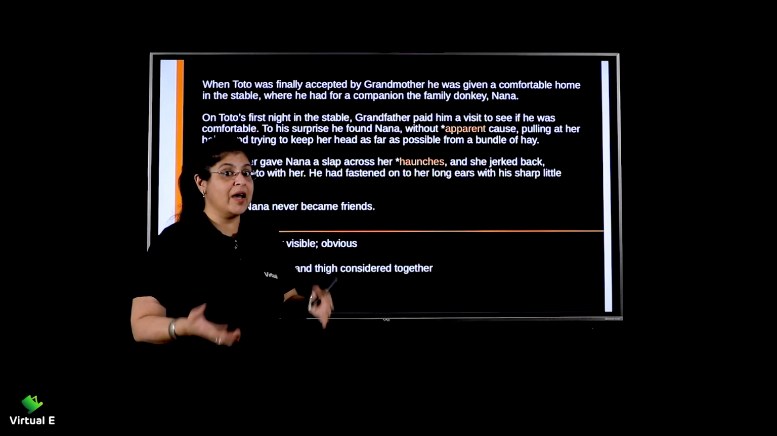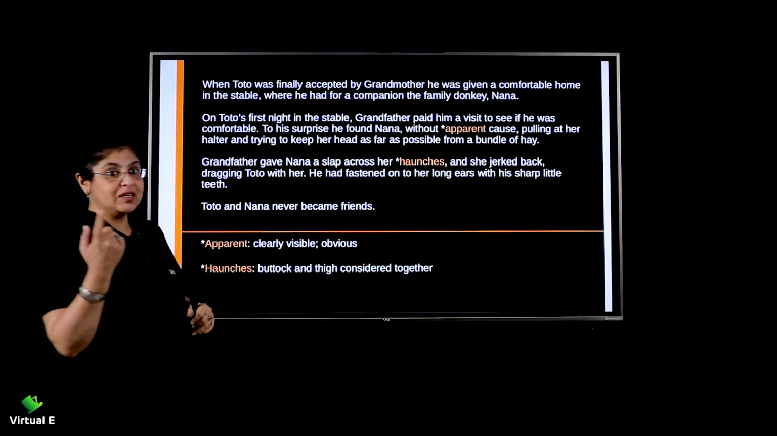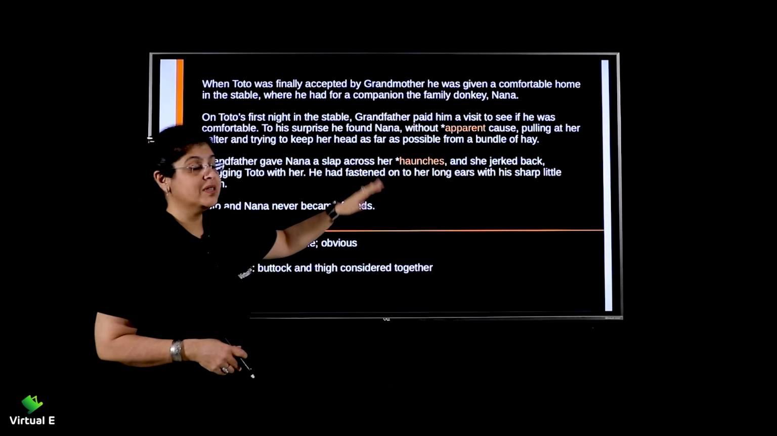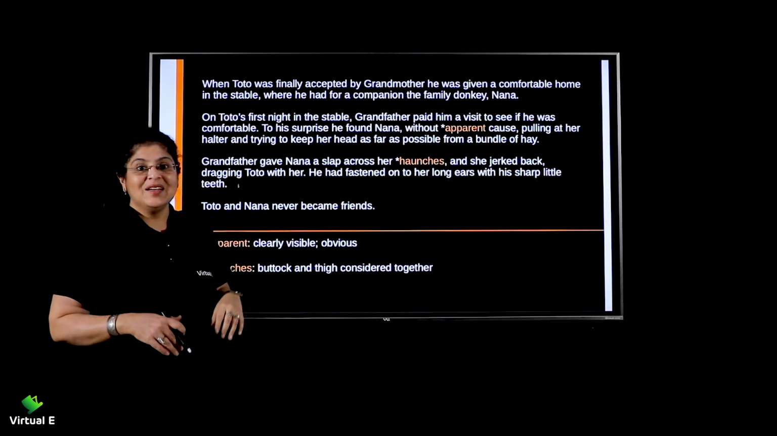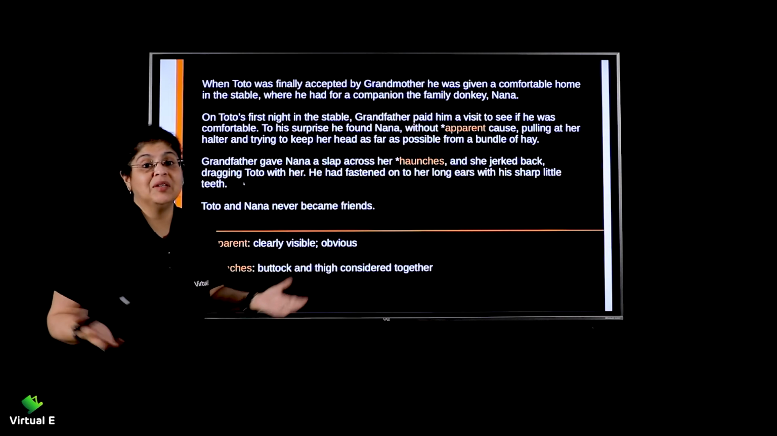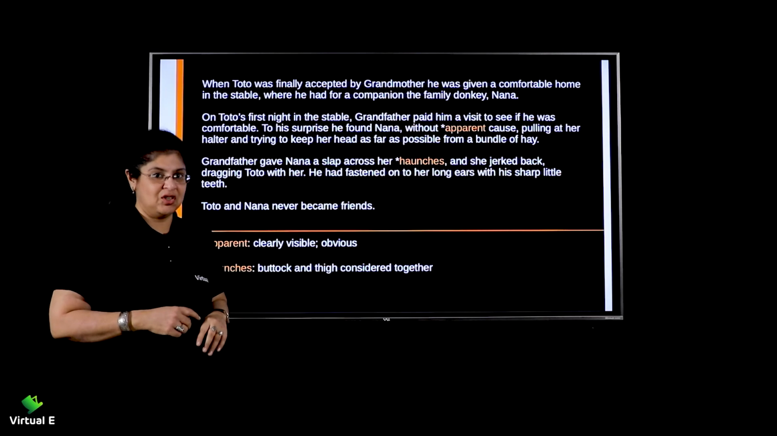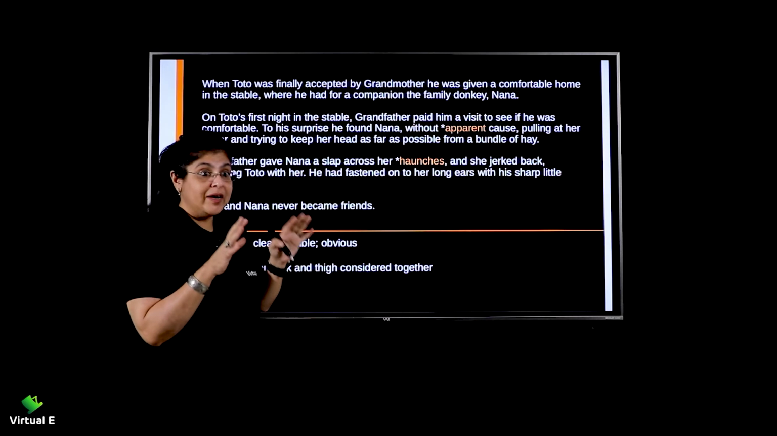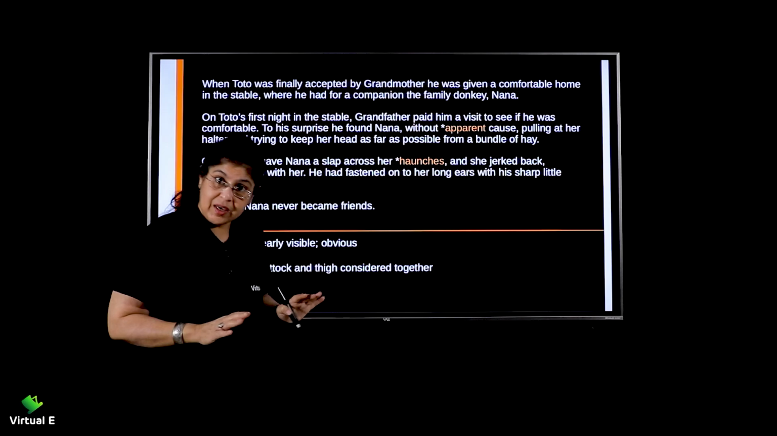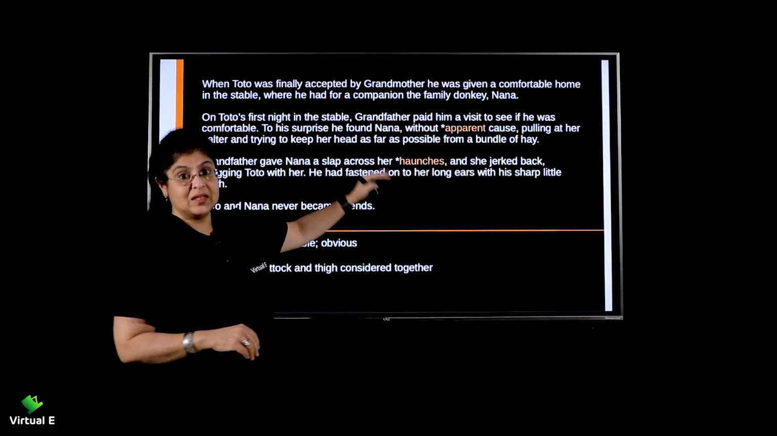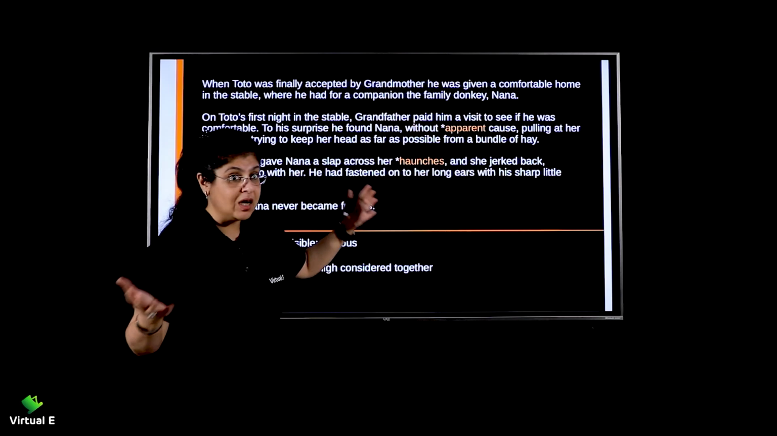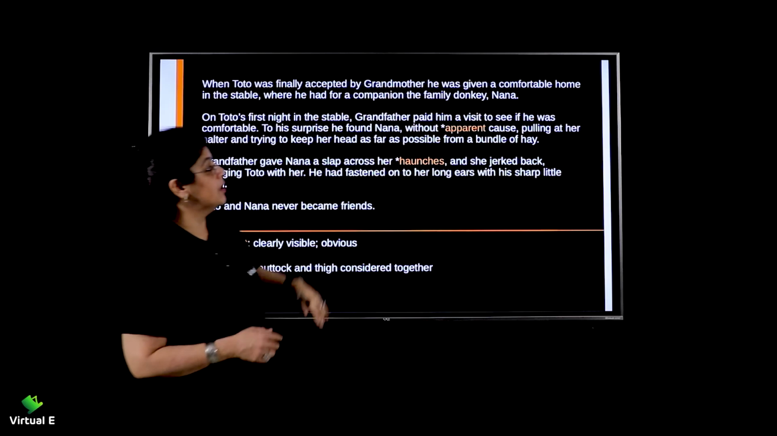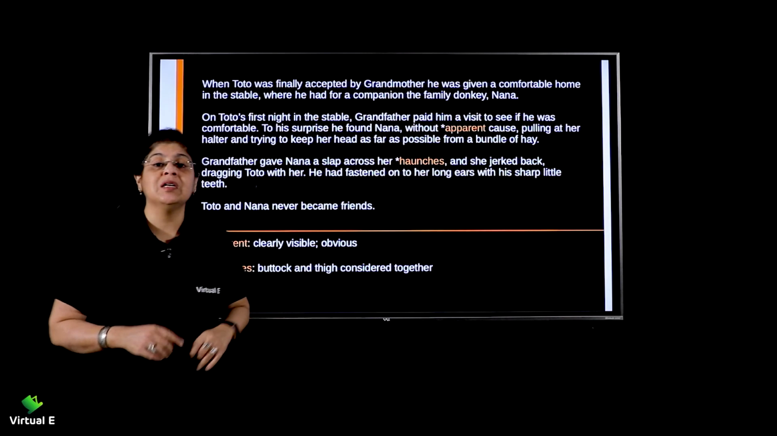So you see, the zoo has strange pets. So this donkey is one of them, Nana. On Toto's first night in the stable, grandfather paid him a visit to see if he was comfortable. Now our great Toto, you know how he is, the most mischievous monkey. So grandfather went to see and make sure that everything was okay. Is he comfortable? To his surprise, he found Nana, without any obvious cause, pulling at her halter and trying to keep her head as far as possible from a bundle of hay.